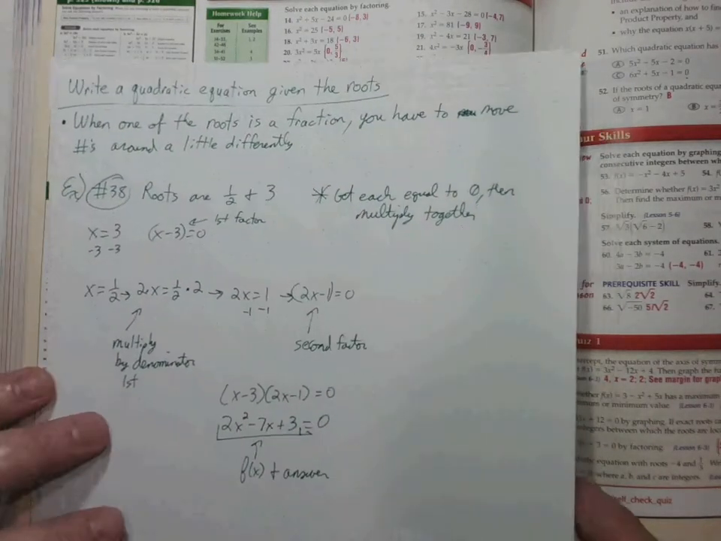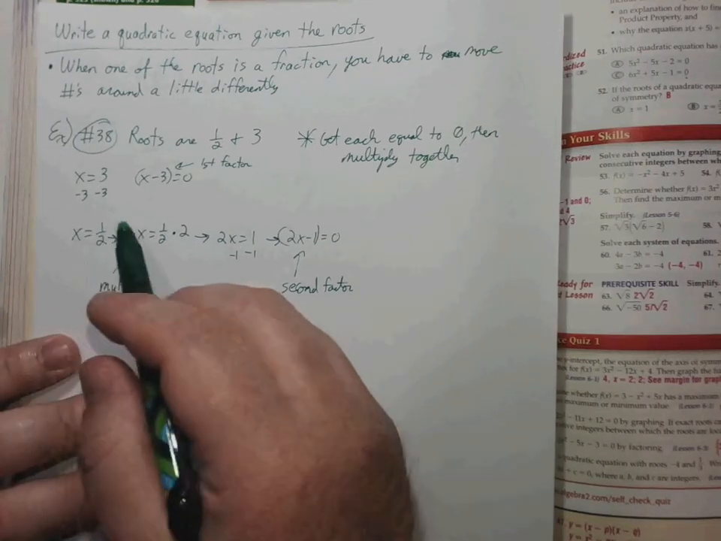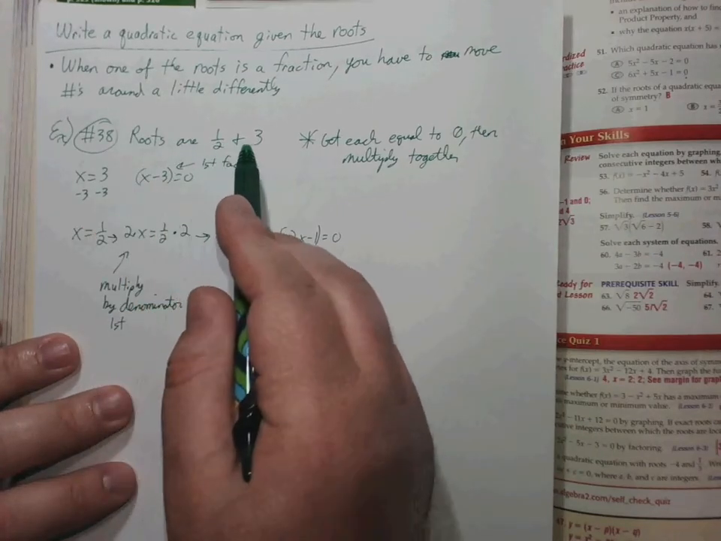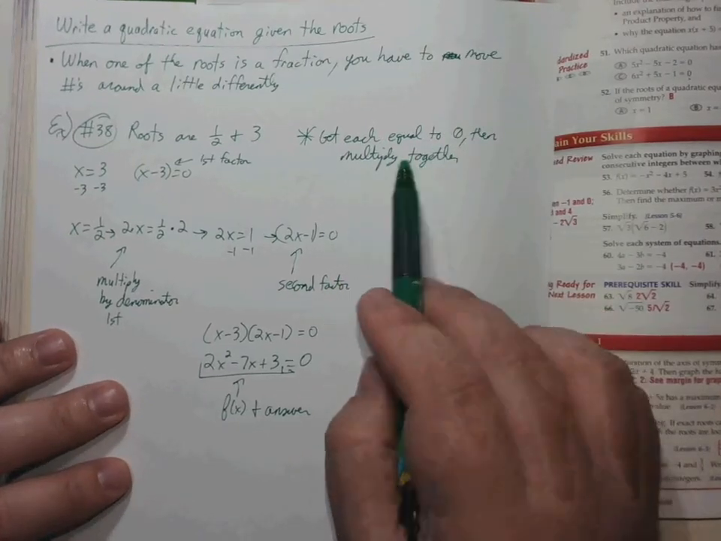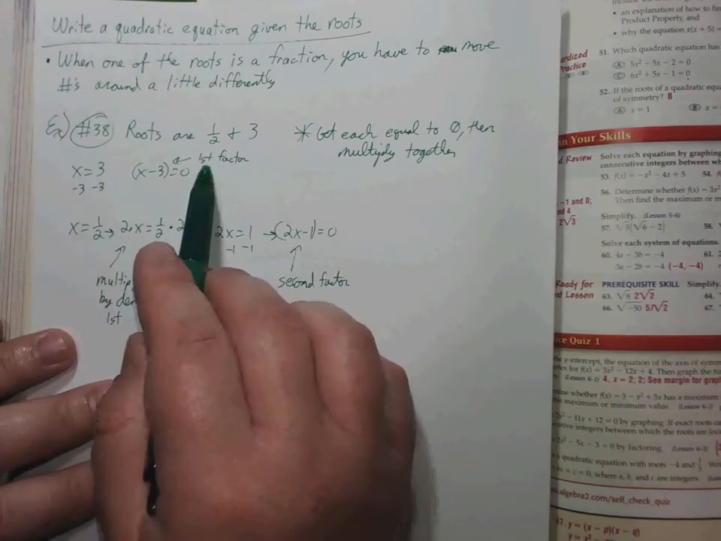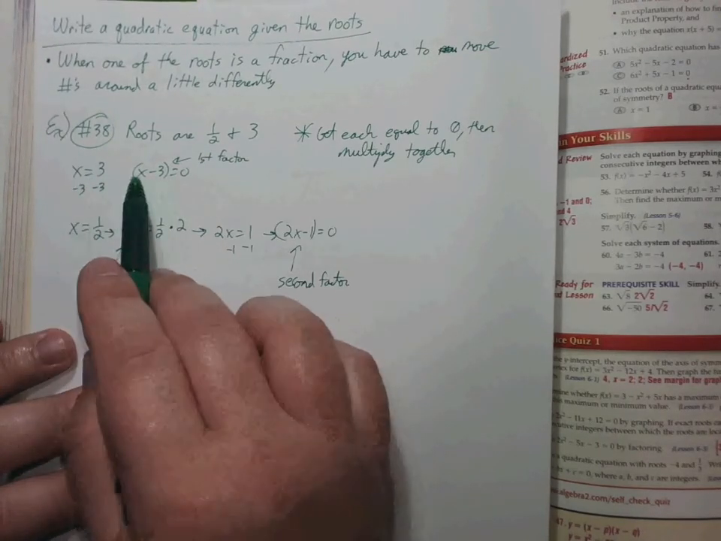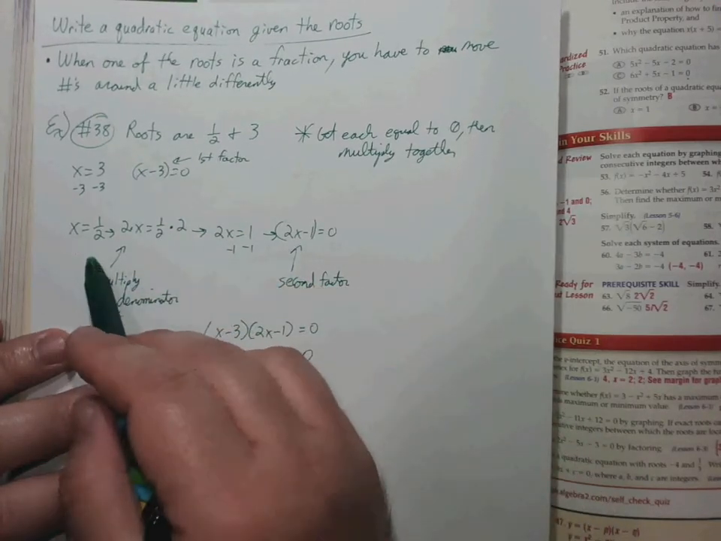Writing a quadratic equation given the roots, again, when one of the roots is a fraction, you have to move numbers around a little differently. You could just move it over by adding or subtracting, but it doesn't look quite right. So here, roots are 1/2 and 3. You set each equal to 0, then multiply together. So, x equals 3 for my first factor. Subtract 3 from both sides. That's my first factor I'm going to be multiplying by. My second one, x equals 1/2.